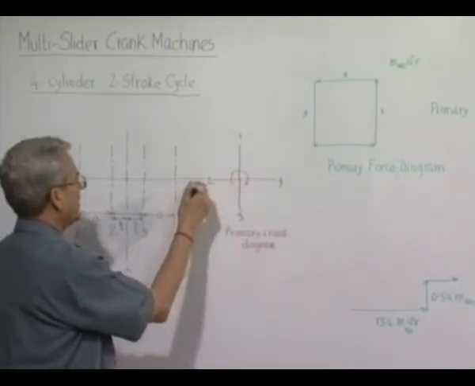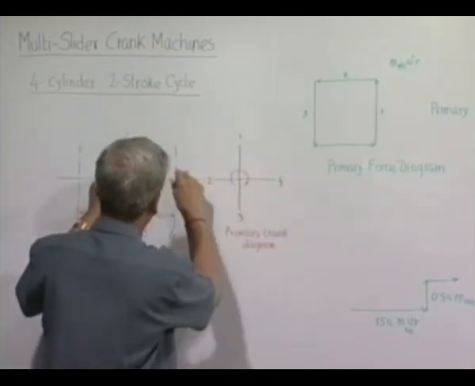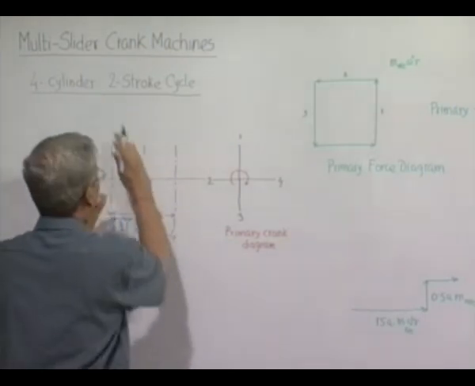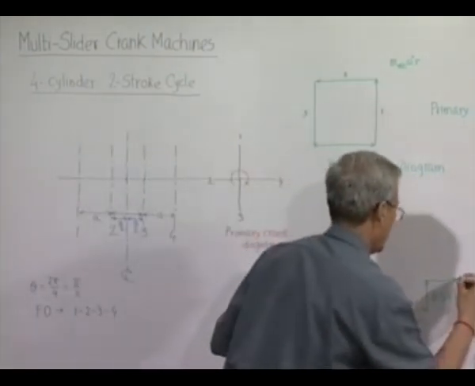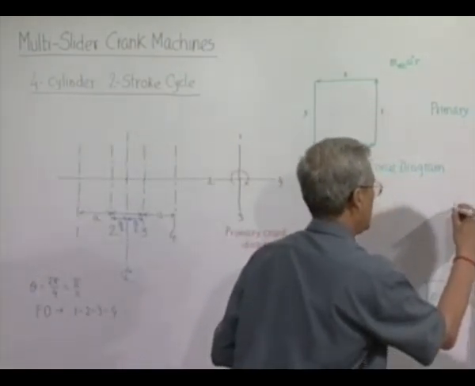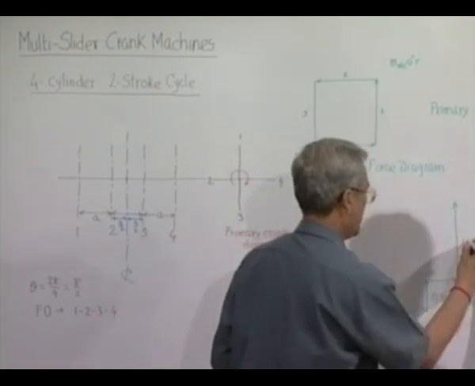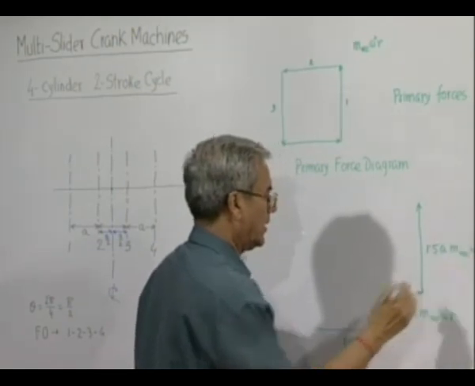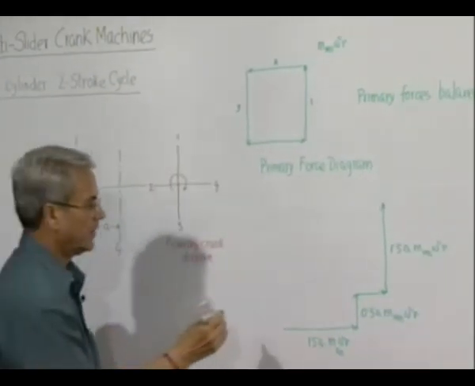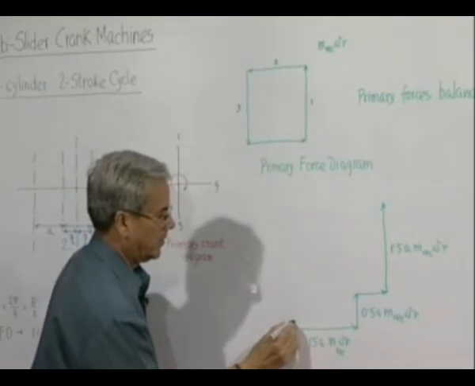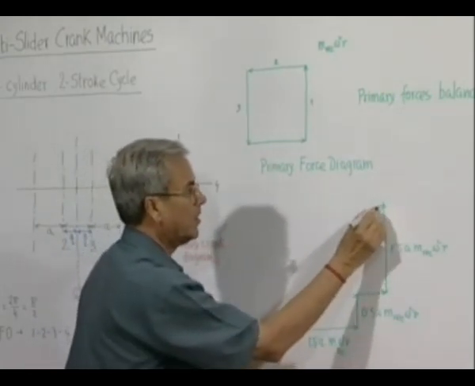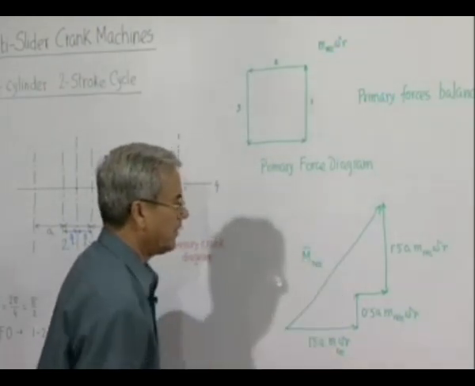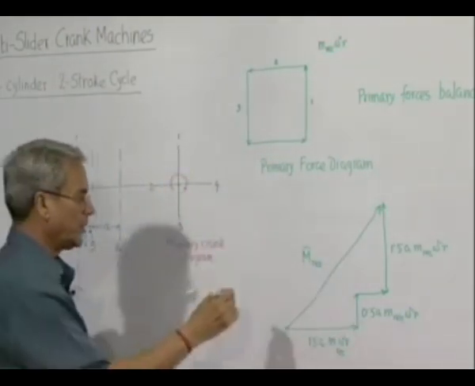And this cylinder, the force is in this direction, and obviously it will produce a moment in the upward direction. Its magnitude will be again the same as this, 1.5 a m reciprocating omega square r. So, the resultant moment, you can see it does not form a closed polygon. So, this is the unbalanced moment, this is a vector quantity, and the whole diagram is rotating.